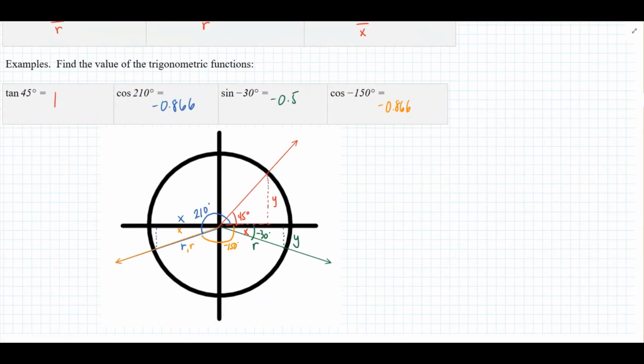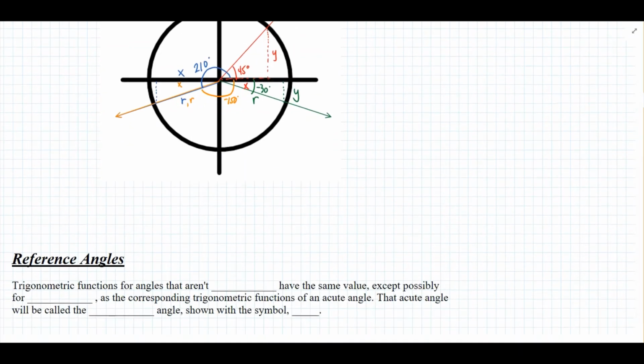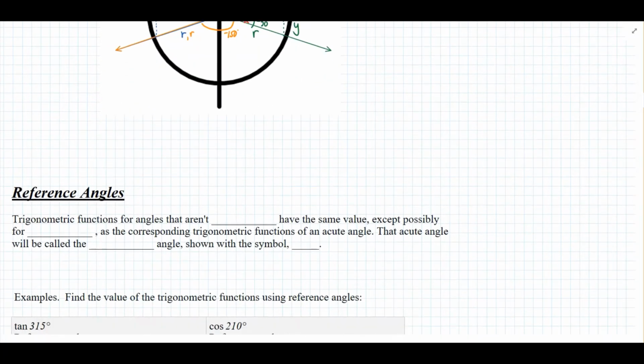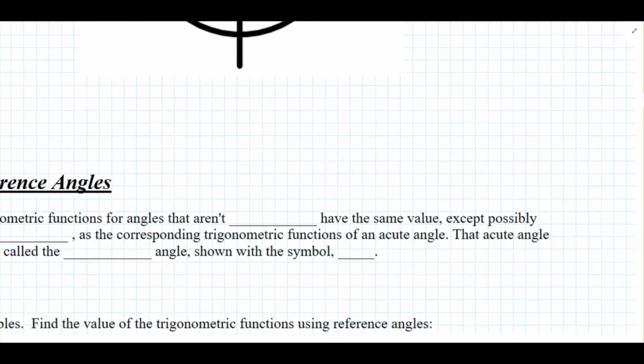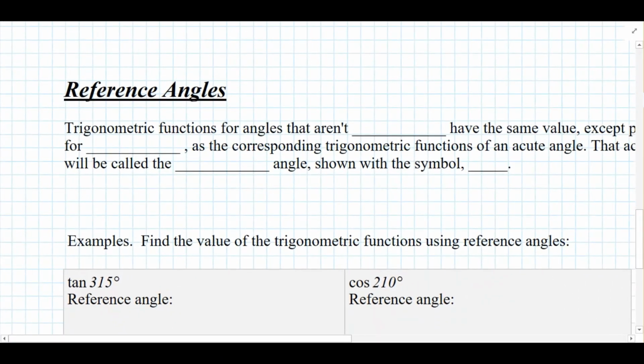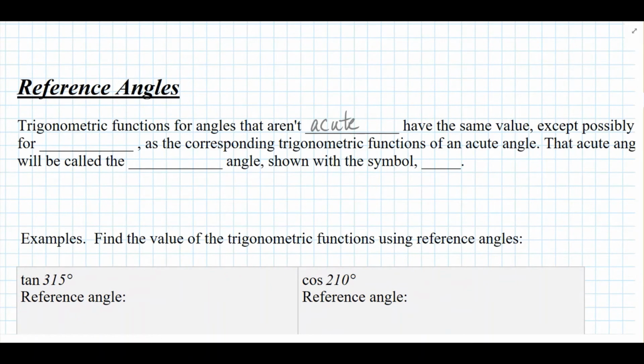Some angles are very common, and trig functions can be evaluated at these angles from memory. The most common angles are multiples of 30 and 45. Trigonometric functions for angles that aren't acute have the same value, except possibly for a sign, as the corresponding trigonometric functions of an acute angle. That acute angle will be called the reference angle, and it is shown with the symbol theta bar.